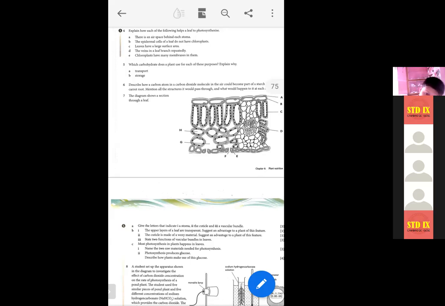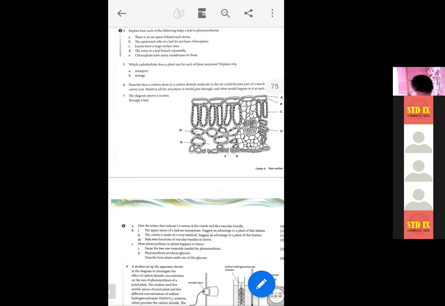Then that transported sucrose will reach its destination, destination means where the food will be stored. When it reaches that part, it will be stored as a starch molecule. In the starch molecule, we can see the carbon atom. So this is how the carbon atom changes its place from atmospheric carbon dioxide to glucose, then from glucose to sucrose, and finally from sucrose to starch molecule.